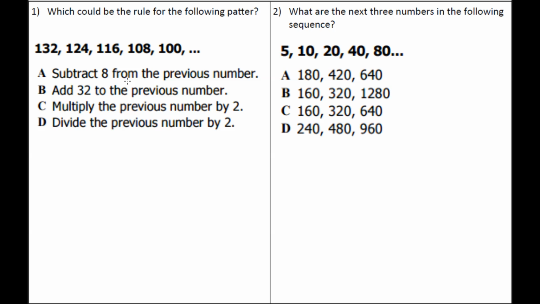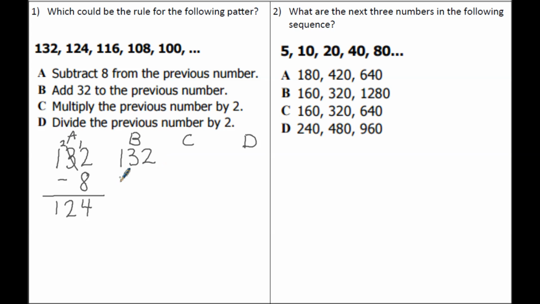Which could be the rule for the following pattern? So when we're looking at this, the first one's saying that we can subtract 8 from the previous number. So for 132, or answer choice A, it says that we should subtract 8. But we want to try the methods for answer choice B, C, and D as well. So if I do 132 minus 8, I need to borrow 1 from the 3 to make that 12, and 12 take away 8 is 4, and we get 124, which is the next number. So A is still in the running.